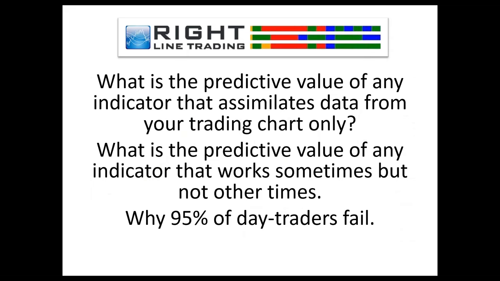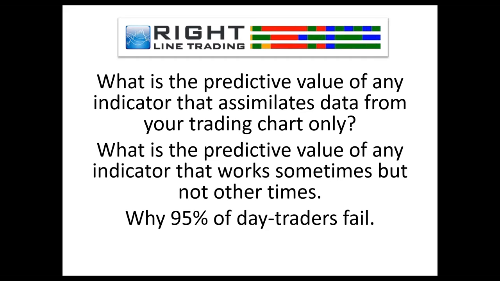So what is the predictive value of any indicator that assimilates data from your trading chart only? And what is the predictive value of any indicator that works sometimes but not other times, i.e. it's hit and miss? It doesn't work 80% of the time or 90% of the time. It works half the time. It works 60% of the time. Well, the fact is the predictive value has a number, but its utility as an indicator is zero.